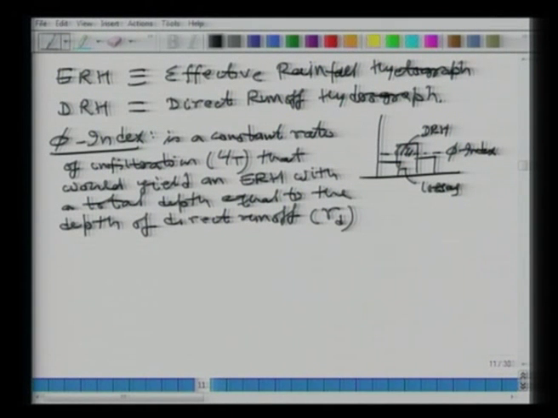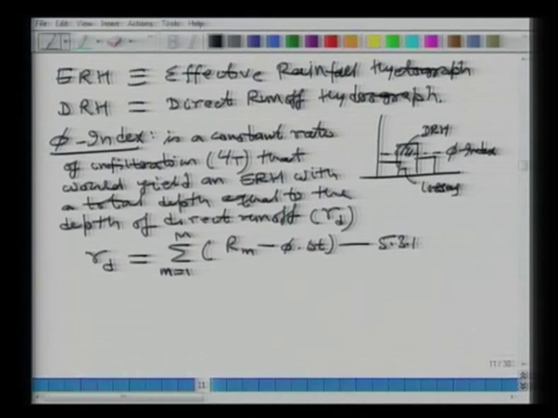Okay. And this is how we define this relationship. Your RD, or the depth of direct runoff, would be equal to summation small m varying from 1 to capital M of Rm minus phi delta T. Okay. And this is your equation 5.3.1 as per the convention we have been following.